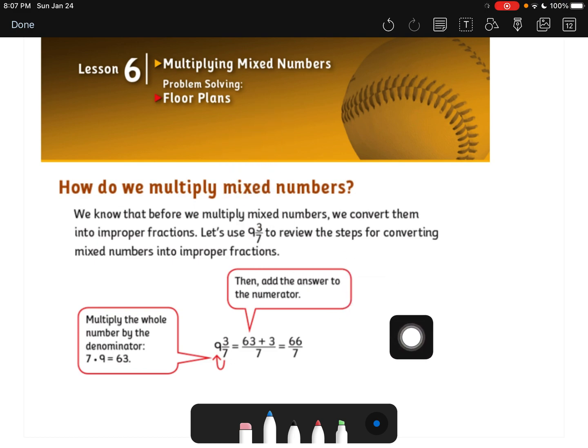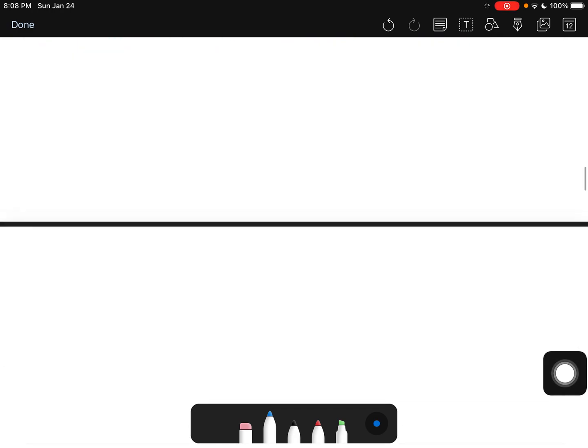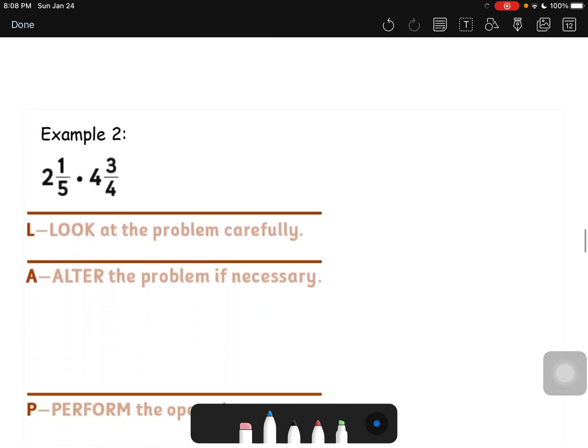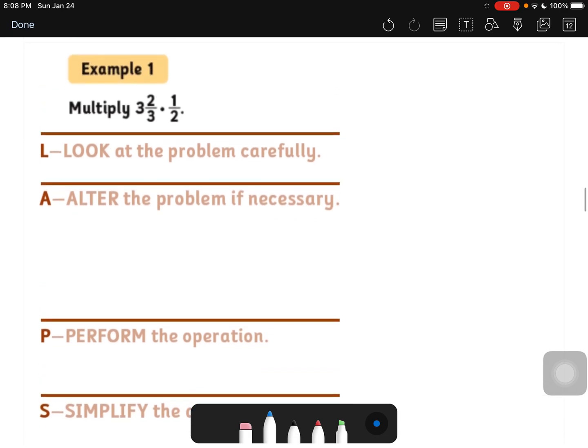mixed numbers. Okay, so this is what we were just doing before. You know, we'd multiply 9 times 7 and then add 3, so 9 times 7 is 63, plus 3 is 66, and then the 7 stays the same on the bottom. Okay, so this lapse method, they're going to keep talking about that, but I'm not going to get too hung up on that particular part of it. I guess we are working it out though here.